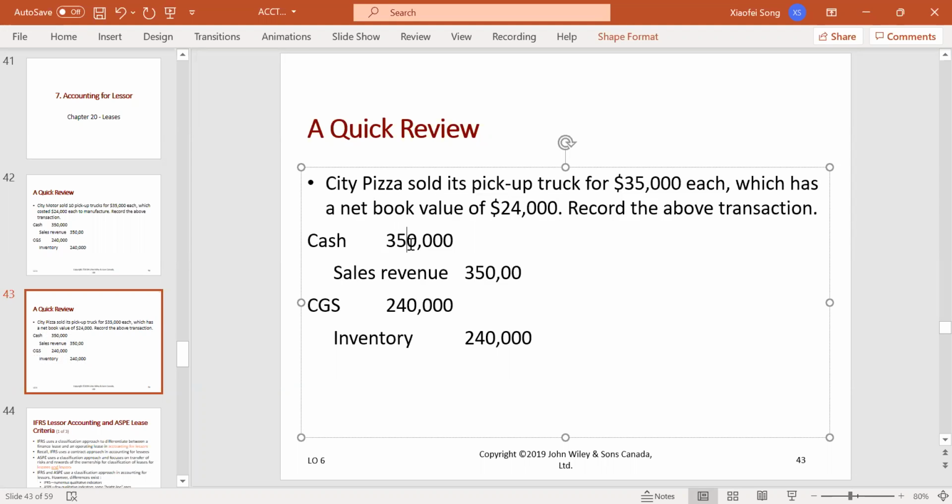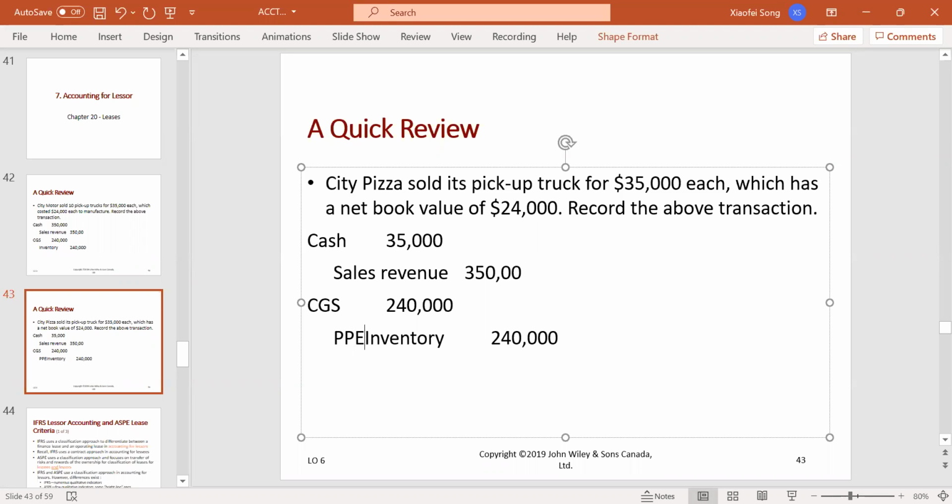We will have cash 35, truck. So is the truck inventory? No, inventory tracks the goods of a manufacturer of the truck or the wholesaler of the truck. But the truck is PPE for the company that uses it, right? It's inventory if it's for sale; it's PPE if it's for use. So this would be PPE.